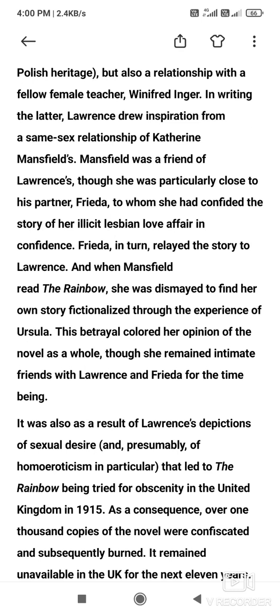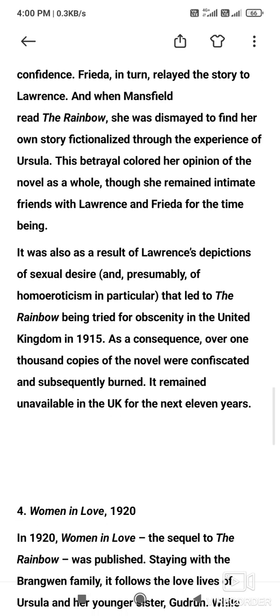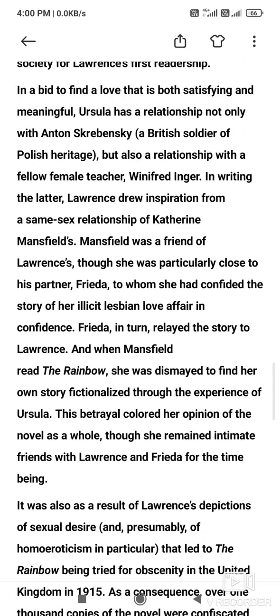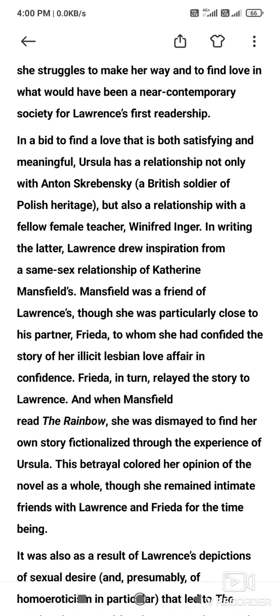Though she remained an intimate friend of Lawrence and Frieda for a long time. It is also as a result of Lawrence's depiction of homosexuality that The Rainbow was tried for obscenity in the United Kingdom. As a consequence, over 1000 copies of the novel were confiscated and subsequently burned. Also, because of the relationship between Frieda and Mansfield, who was a friend of hers, a kind of Ursula is depicted like that.